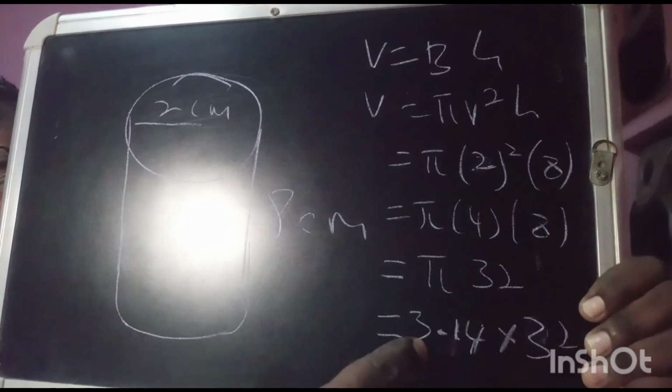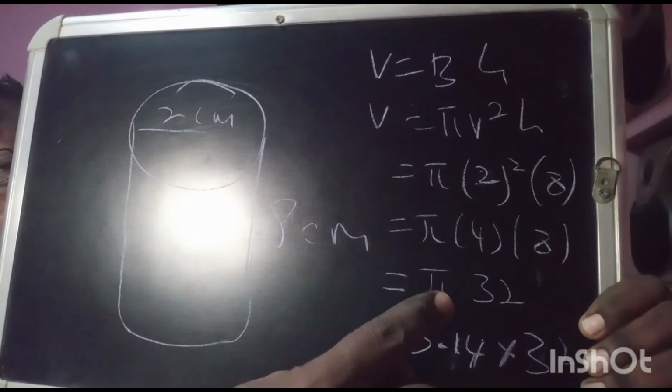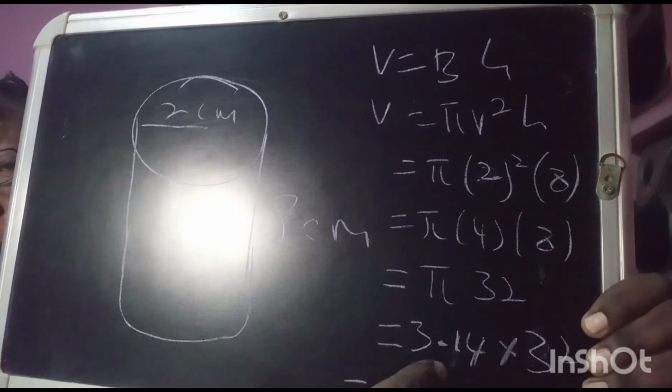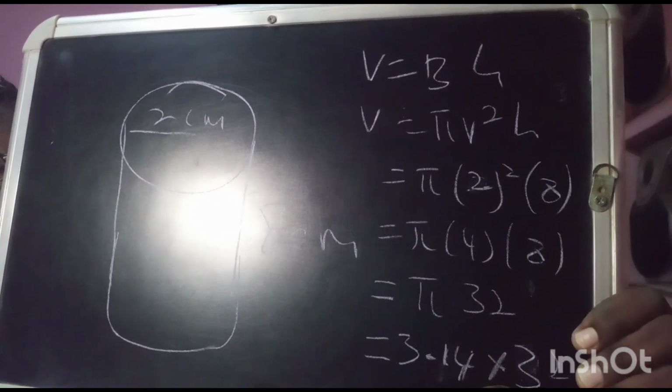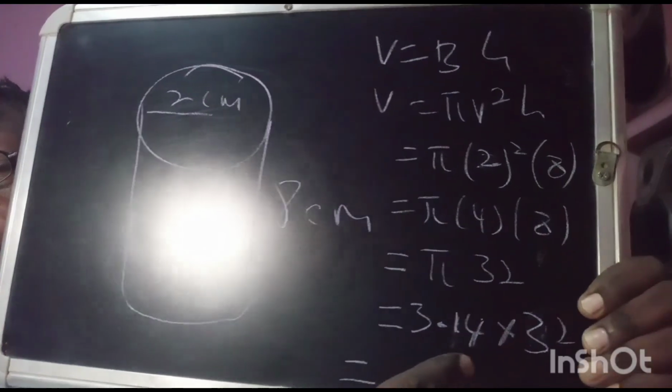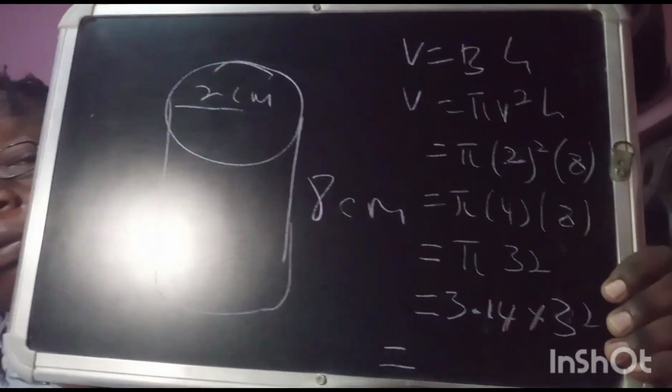And then down here now we derive the pi value, which is 3.14 times 32. Now plug this into your calculator and you find the volume. Let's do that. If you have a calculator you can do that. Sorry, 1 minute. I'm gonna give you the answer just now.